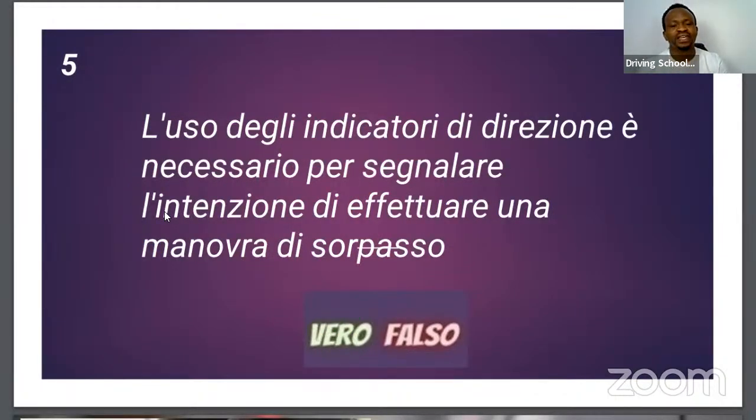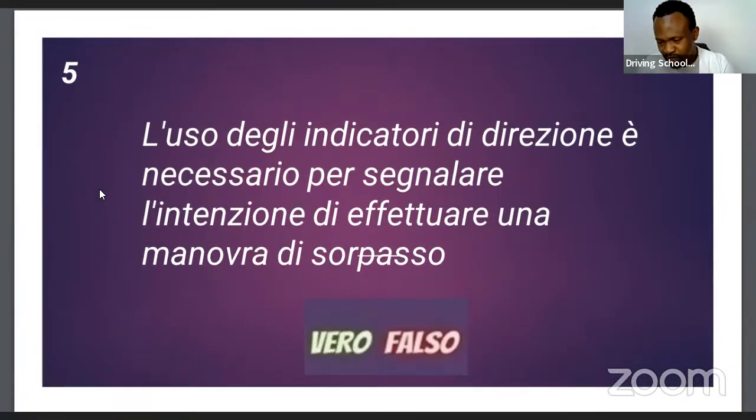Number 5 says, l'uso dell'indicatore di direzione è necessario per segnalare l'intenzione di effettuare una manovra di sorpasso. I don't want to hear anybody get this question wrong. Please, please, please. If you get it wrong, it's not going to be easy for us. I'm just watching. L'uso dell'indicatore di direzione è necessario per segnalare l'intenzione di effettuare una manovra di sorpasso.